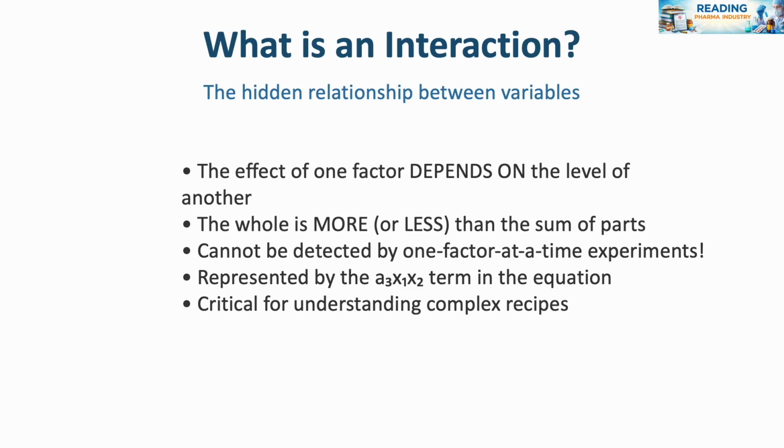The common question here is, when there is interaction between different variables, what is this interaction? Sometimes this can be thought of as the hidden relationship between those variables. Basically that means the effect of one factor depends on the level of the other, and the total effect is more than the sum of the parts, or it could be less as well.